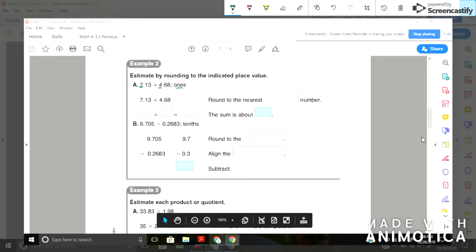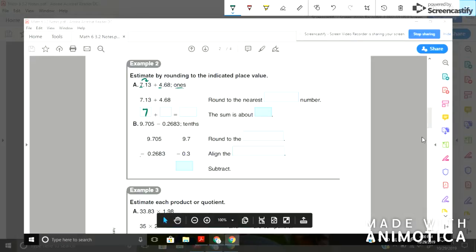All right, well, to round to this place value, we look at the number behind. And if it's a 4, 3, 2, 1, or 0, we would keep this the same. Or if it's 5 or greater, we would round it up. In this case, it's below 5, so we would keep this number the same. So 7.13 would round to 7. We're rounding it to the nearest ones place.